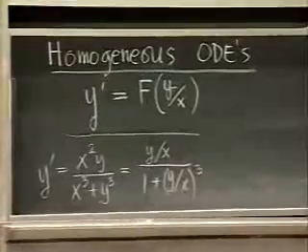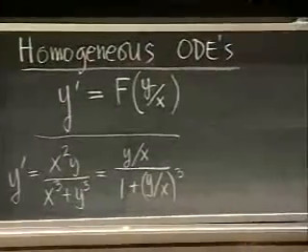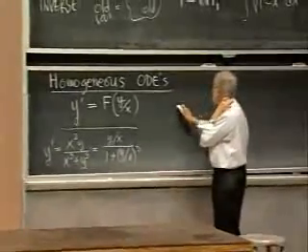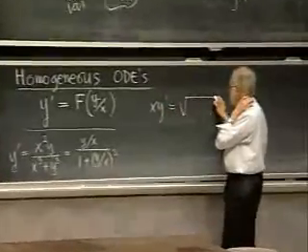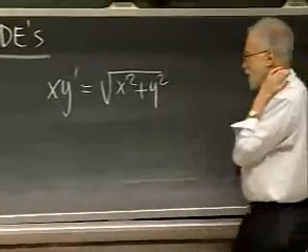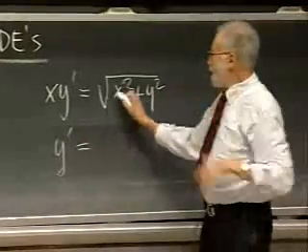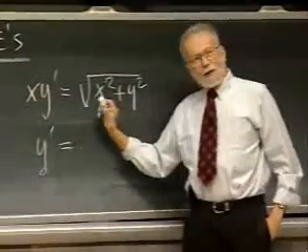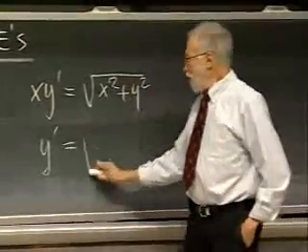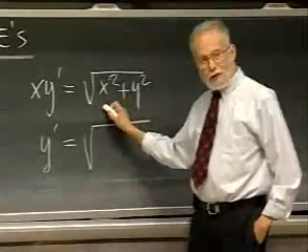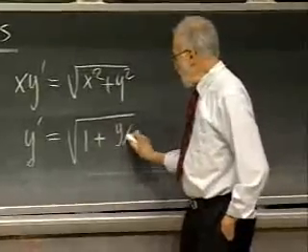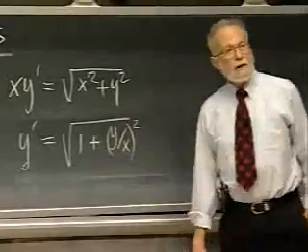How about another homogeneous equation? How about xy prime? Is that a homogeneous equation? Of course it is, otherwise why would I be talking about it? If you divide through by x, you can tuck it inside the radical, the square root, if you remember to square it when you do that. And it becomes the square root of x squared over x squared, which is 1, plus y squared over x squared. It's homogeneous.